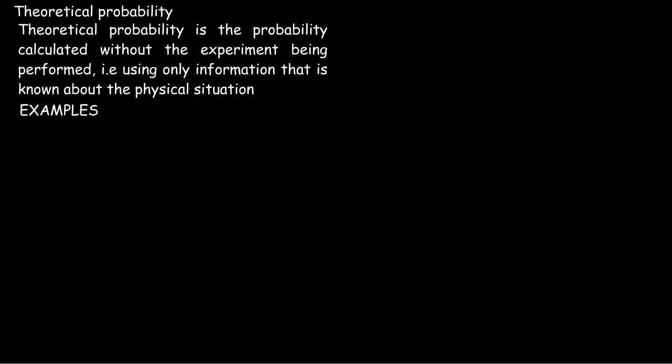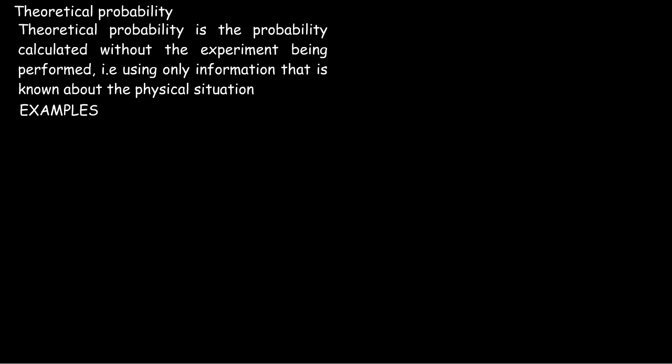Today we'll be discussing more on the topic probability, and we'll be focusing on theoretical probability. Theoretical probability is the probability calculated without the experiment being performed. That is, using only information that is known about the physical situation. Basically, in theoretical probability, we just use our probability formula to get our final answer. That's number of possible outcomes divided by total number of outcomes.